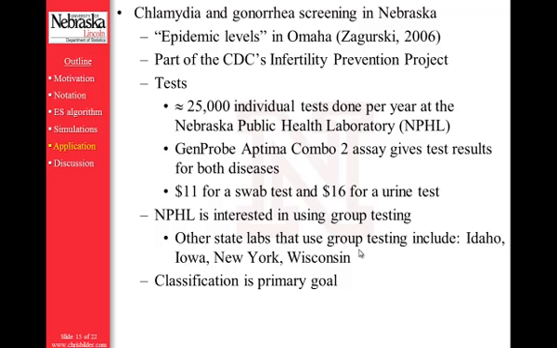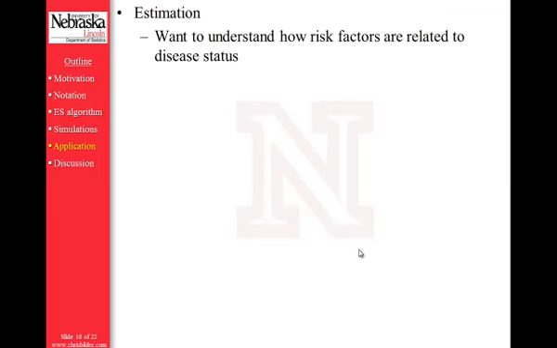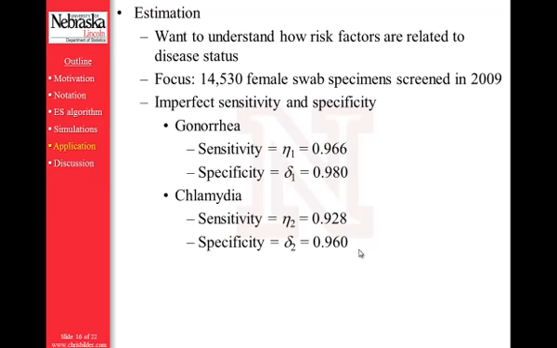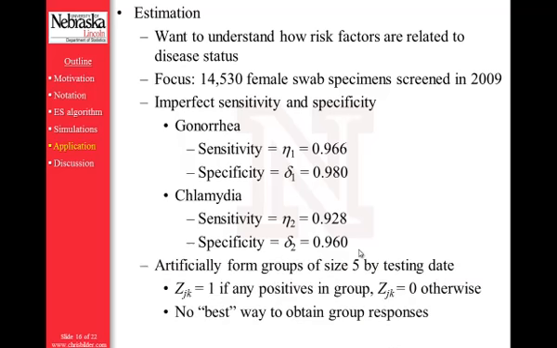So it would make sense to also examine the estimation setting so you can get a better grasp of how bad this problem is and what factors affect positive or negative status. And so that's what we're going to talk about here, the estimation problem. We're going to just focus on about the 14,500 female swab specimens that were screened in 2009. These tests aren't perfect. Sensitivities and specificities range from about 0.928 to 0.98.